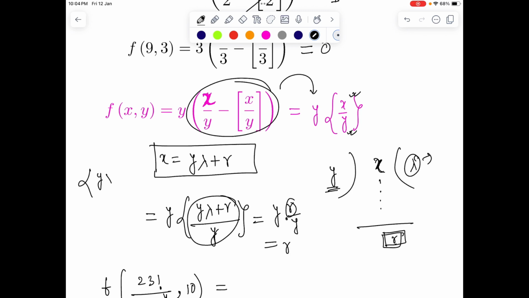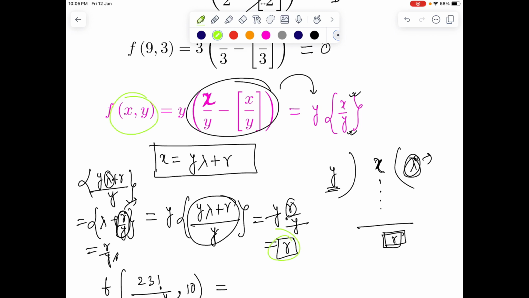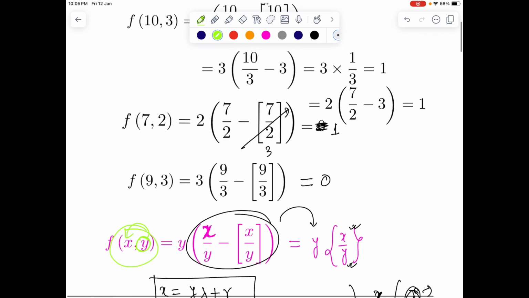So x by y will give just the value of r, because the fractional part of (y lambda plus r) by y, since lambda is also an integer, is the fractional part of some integer plus r by y. Now you know this will be a fraction, because the remainder when divided by y will definitely be less than y, so this fractional part just boils down to r by y. Now we have r and y cancelling, and we have an answer. It's a very interesting answer, because f of x, y is nothing but r, which signifies f of x, y is the remainder when x is divided by y. Whatever remainder you are getting is this function, basically f of x, y.